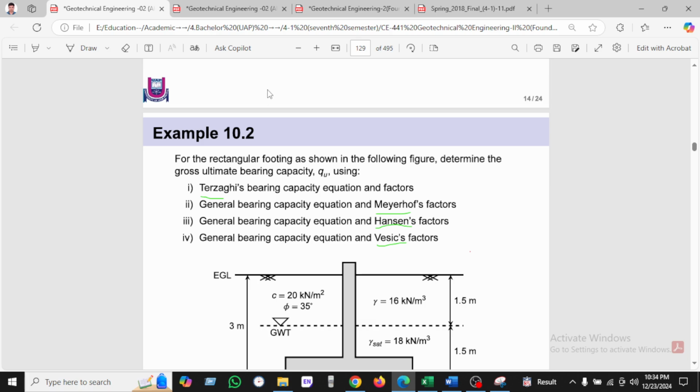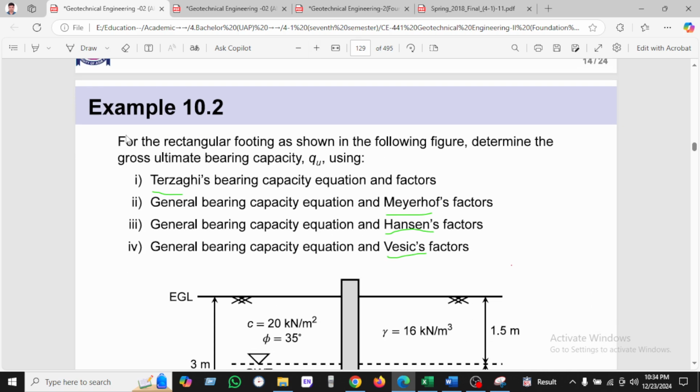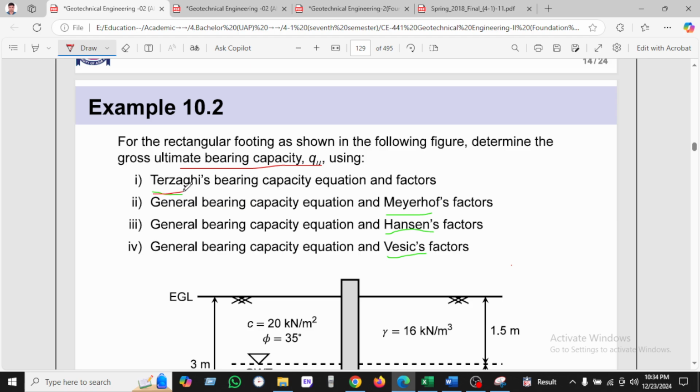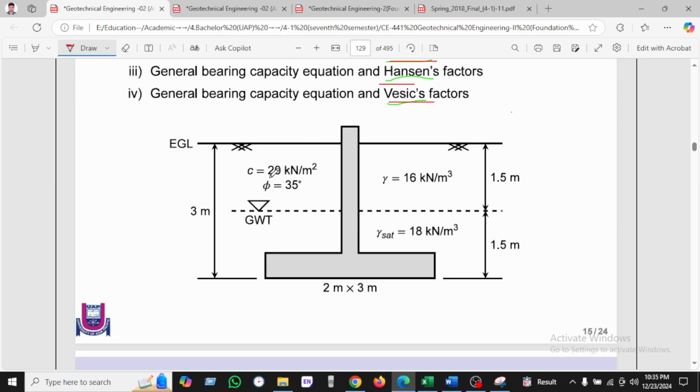So here is an example. We can see here a rectangular footing as shown in the following figure. Determine the gross ultimate bearing capacity Q using first Terzaghi's bearing capacity, and then the general bearing capacity equation of Meyerhof, then the general bearing capacity equation of Hansen, and then the general bearing capacity equation of Vesic.